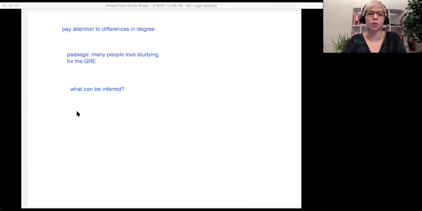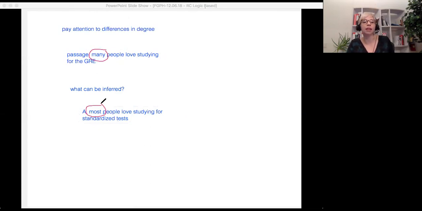And there was an answer choice that said, most people love studying for standardized tests? Well, that would actually be a problem. So a lot of times this many versus most stuff can go in the opposite direction. If the passage says many, but the answer choice says most, we can't conclude that because many is too vague.